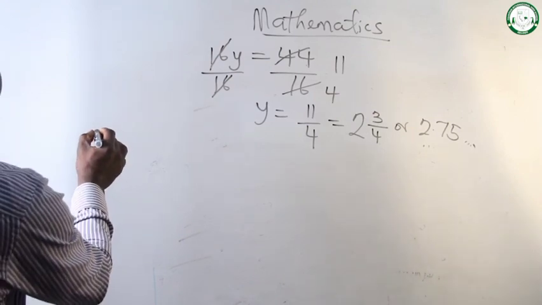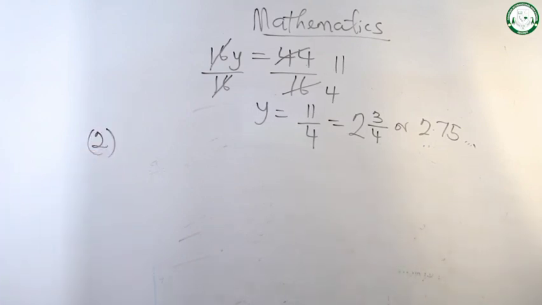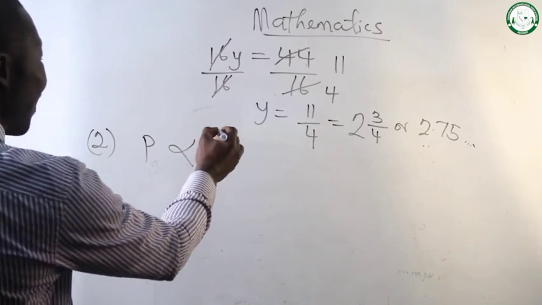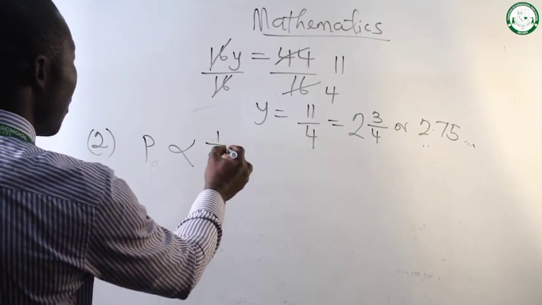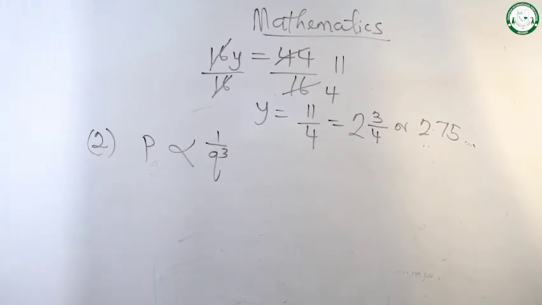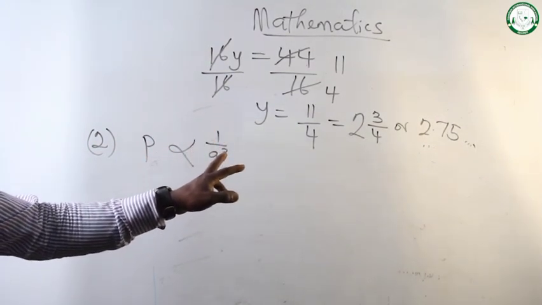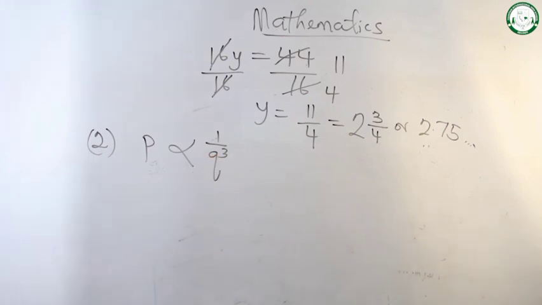Let's take another example. Number 2. If p varies inversely as the cube of q. Yes. If p varies inversely as q raised to power 3.